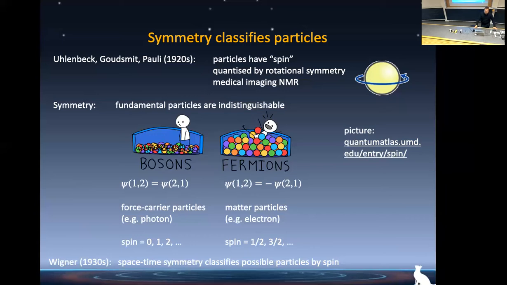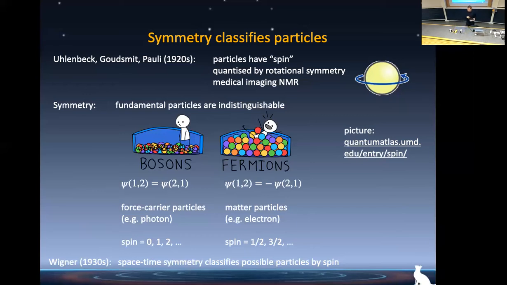And this has deep consequences. Because given that fundamental particles are indistinguishable, they still have different behaviors, and they still classify into two groups. So we have bosons. I use some checkers, white checkers. Bosons are fundamental particles that I can put in a box.